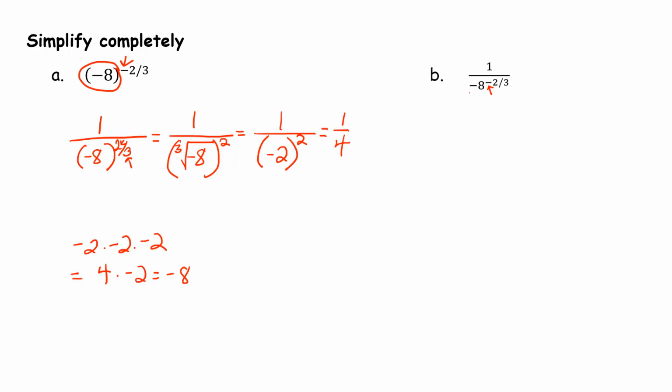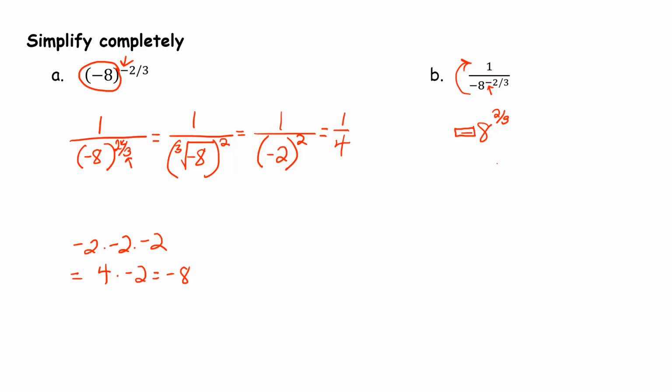I'm going to move it from the denominator up into the numerator, and then I can change the sign on the exponent, because moving something from the denominator into the numerator is just like taking the reciprocal of it. So -8 to the +2/3 power. Now remember, when there are no parentheses, I can just ignore the negative sign for a minute. So I'm going to put it in a box and pretend that it doesn't exist. And I'm just going to work with the 8 to the 2/3 power.